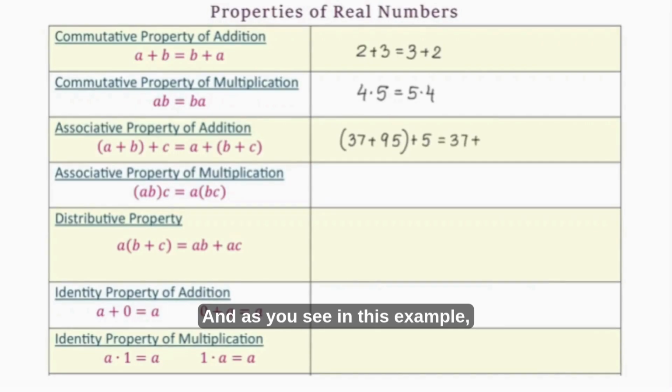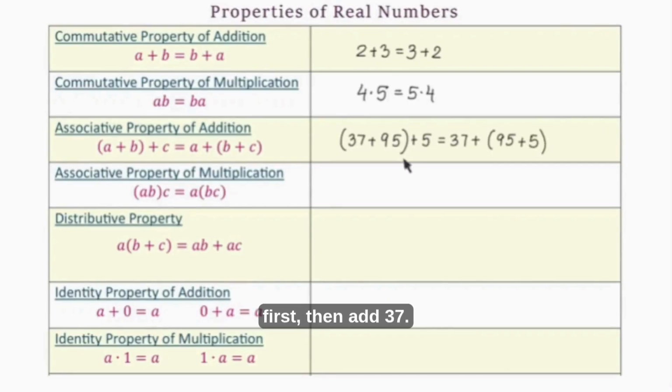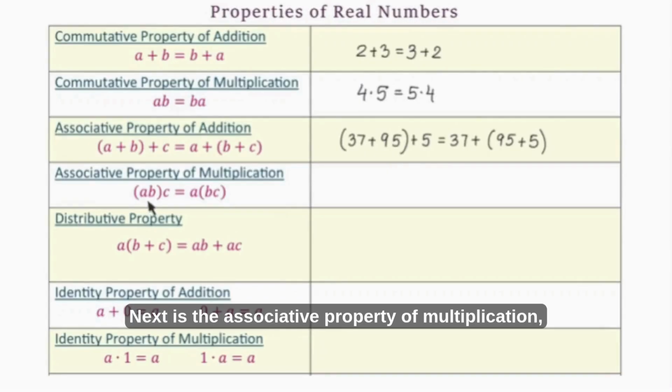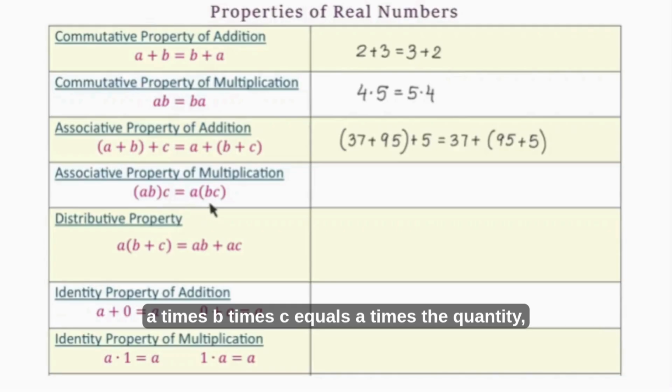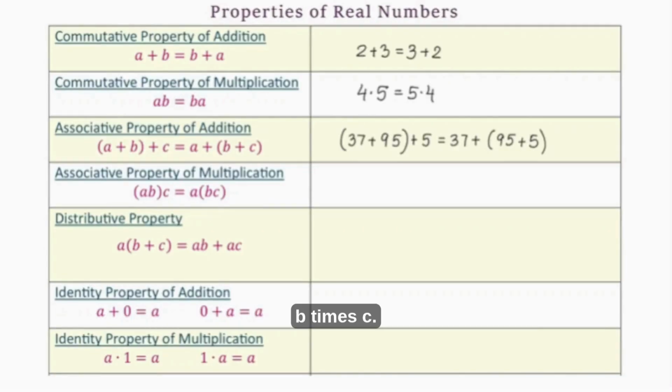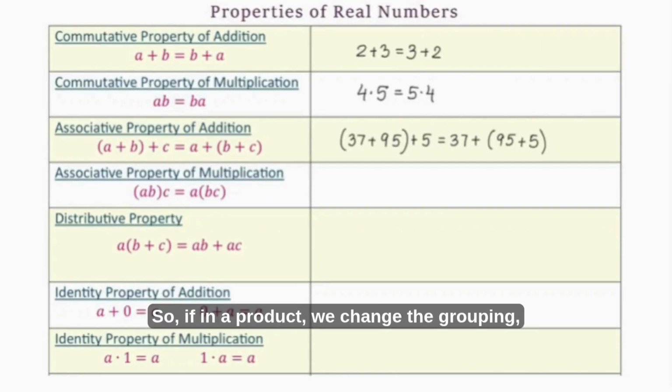And as you see in this example, when adding these three numbers, it is more convenient to add 95 and 5 first, then add 37. Next is the associative property of multiplication. The quantity a times b, times c equals a times the quantity b times c. So, if in a product we change the grouping, the result will still be the same.